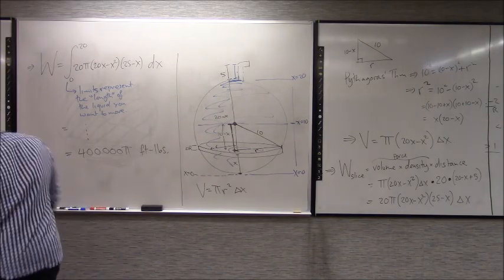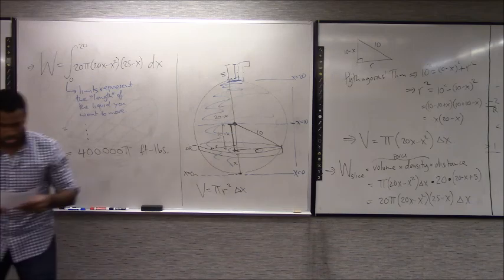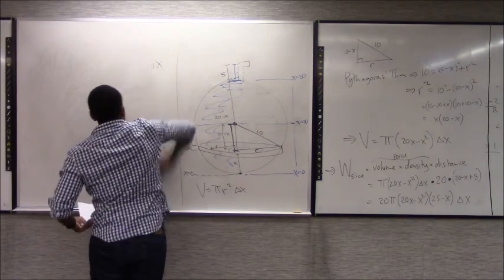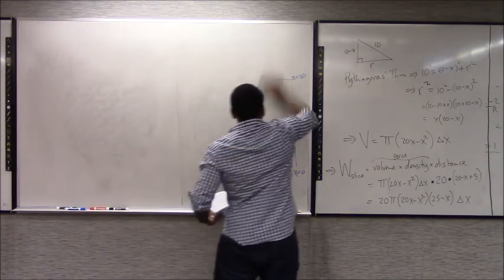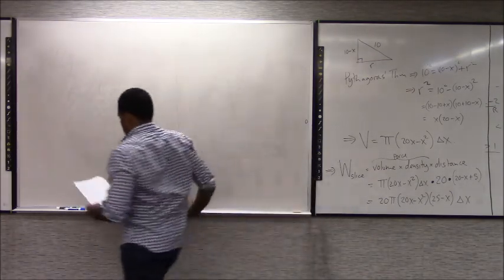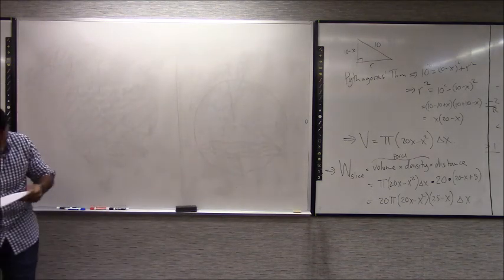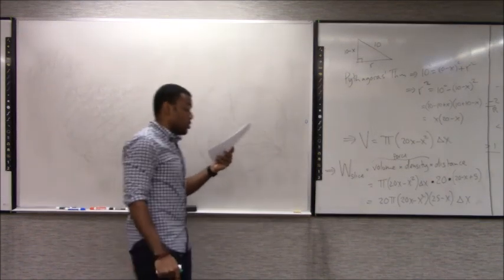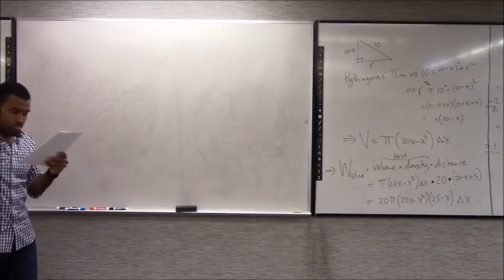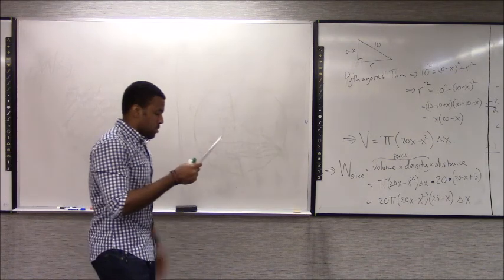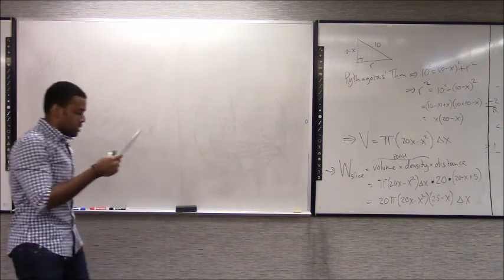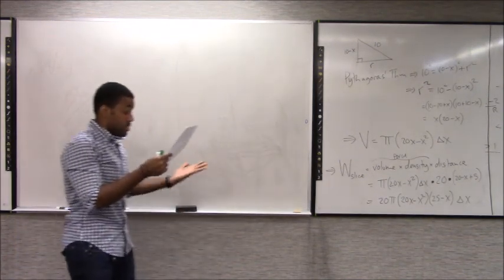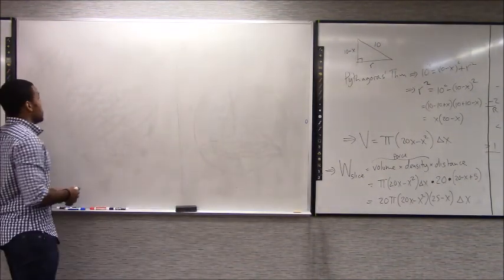Okay, problem 5. An inverted conical tank is filled with liquid. The density is 200 pounds per cubic foot. That's really heavy. The tank has a height of 12 feet. The radius at the top is 6 feet. Find the work needed to pump the liquid out of the tank. The tank is filled with liquid. Okay. What do you guys do?